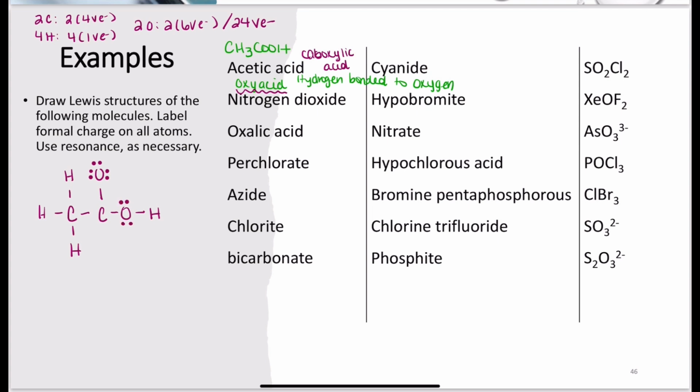I'm going to check really quick how many electrons I've used up. I've used up 2, 4, 6, 8, 10, 12, 14, 16, 18, 20, 22, 24. I've used up all of my valence electrons at this point, except when I check this carbon right here, it does not yet have its octet. So I'm going to have to form a multiple bond somehow.